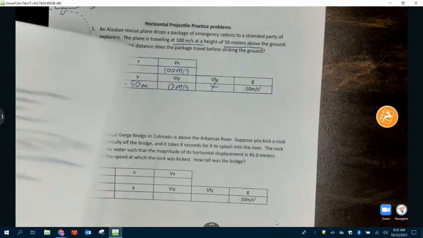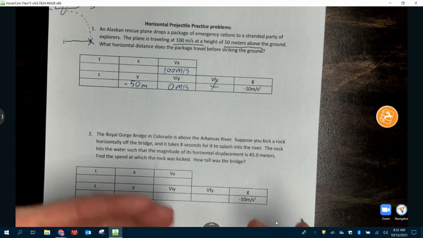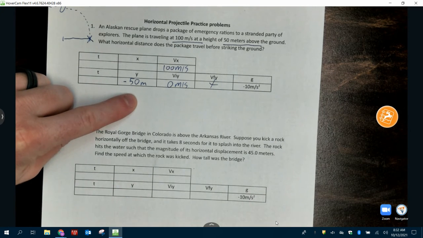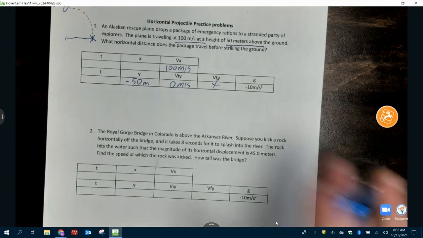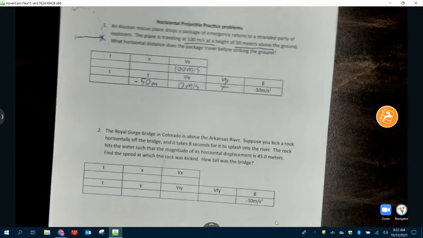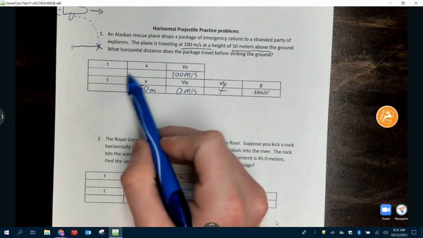Why is it negative? We're not talking about the plane, we're talking about the package, and the package drops below the plane. The package is going downwards. It's just like a drop problem. So that's why that's a negative number, okay? That's everything that we're given in the problem, so now we want to know, well, what can we solve for? Well, if you're missing two things here, we cannot solve, okay?